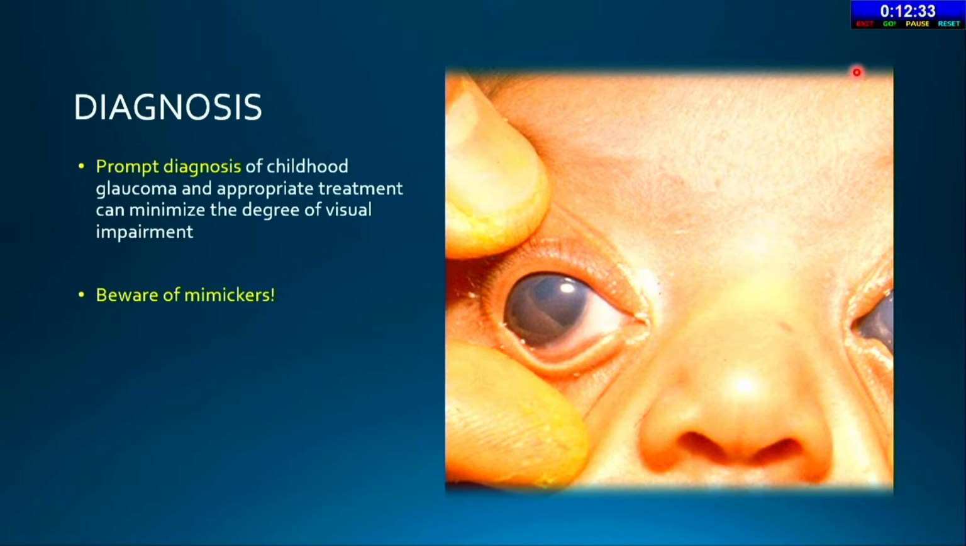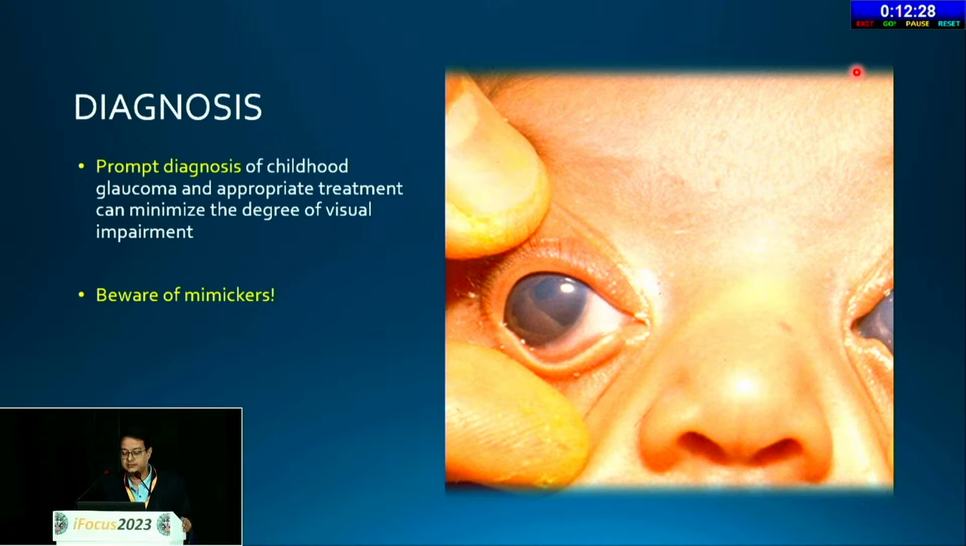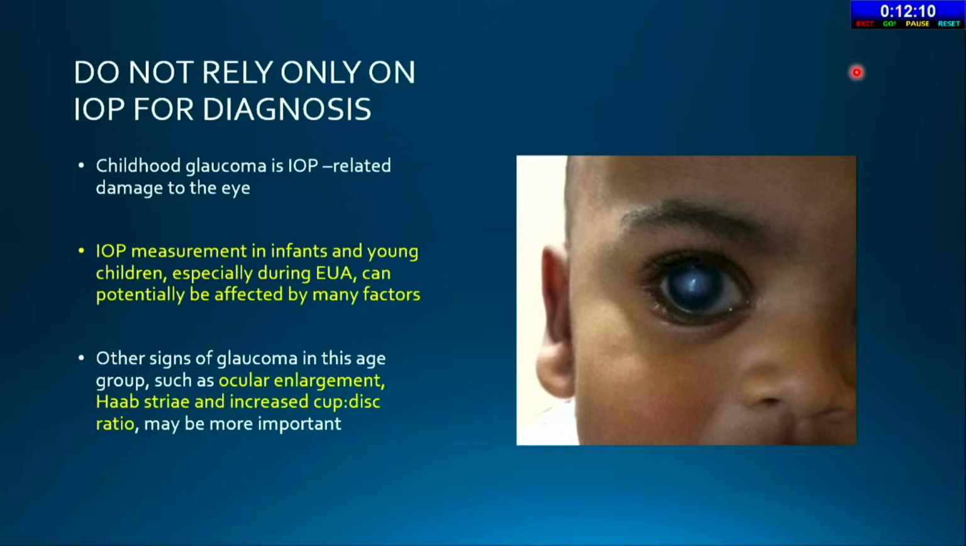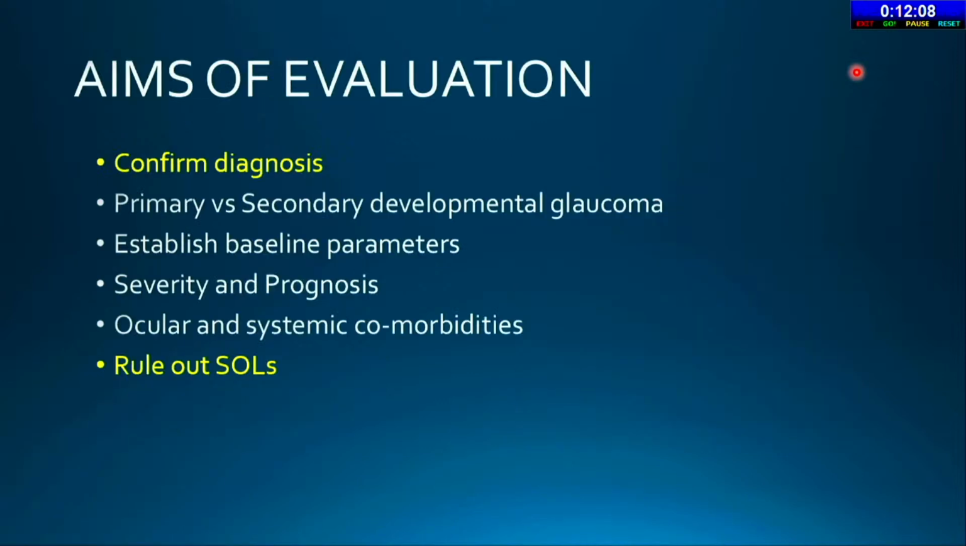The important thing is to diagnose these children early, because initially the corneal edema is an epithelial edema, and if you do surgery at the correct point of time, most of these children will recover. But subsequently there is permanent stromal scarring, and then the child will not get back vision. And you have to beware of the mimickers. So do not rely only on the IOP for diagnosis, because intraocular pressure in children can be tricky.